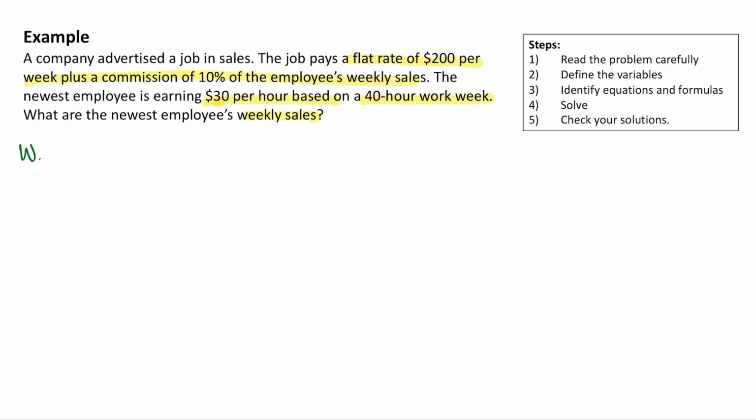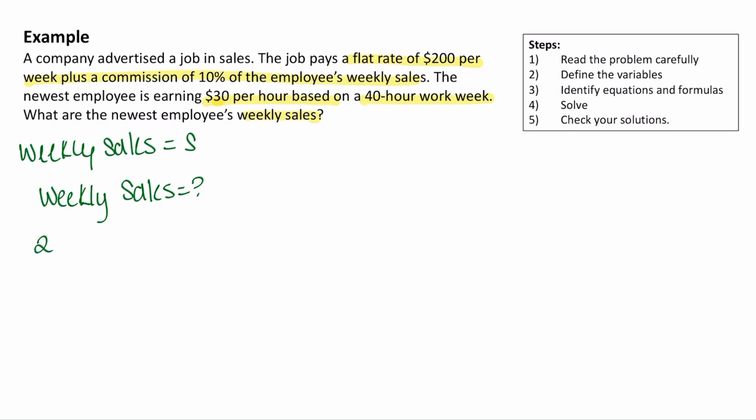Okay, so we're talking about weekly sales. So we'll just go ahead and call weekly sales S. We need to figure out what their weekly sales are, right? We want to know the value of S. So weekly sales equals what? Well, we know that they get paid a flat rate of $200 plus 10% of the sales, right? So that would be 0.1 S. So that is going to be the total of how much they earned.